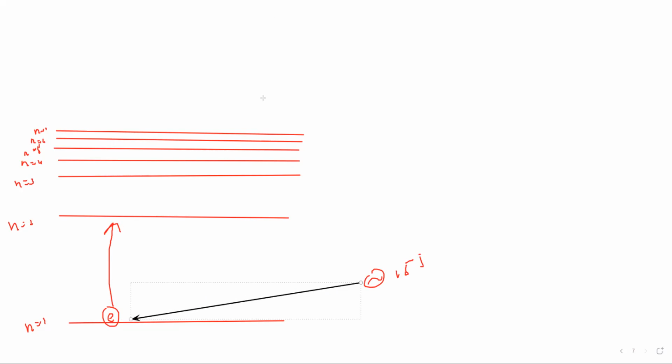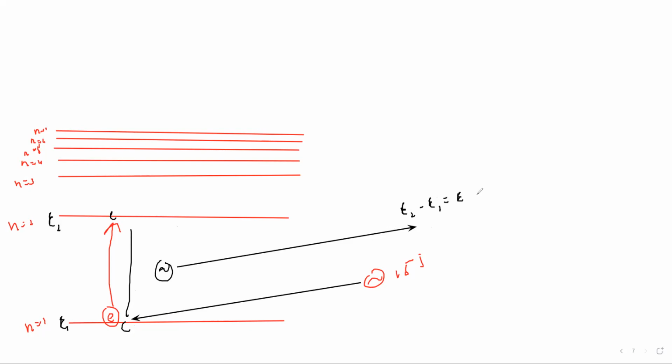But after some time, because the electron does not belong to this shell, it will return back, and when it returns back, it will release the photon. And how will we know the energy of the photon released? That will be equal to E2 minus E1. The energy of the photon is E2 minus E1, the difference in the energy of the shells, which equals hf.